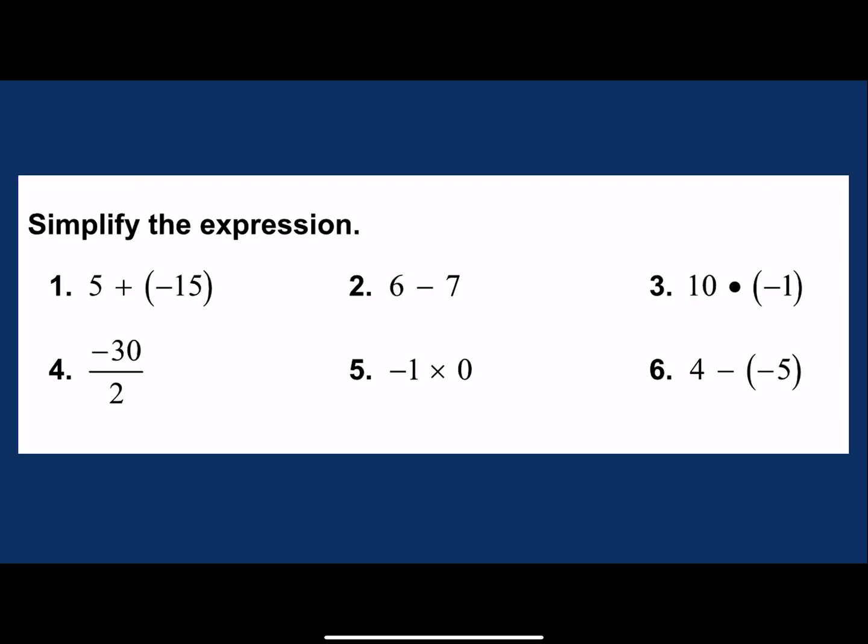We're going to start with these 6 warm-ups that say simplify the expression. There are mixed operations. There are positive and negative integers, and you can pause the video to give yourself time to solve these, and then we'll check your answers.